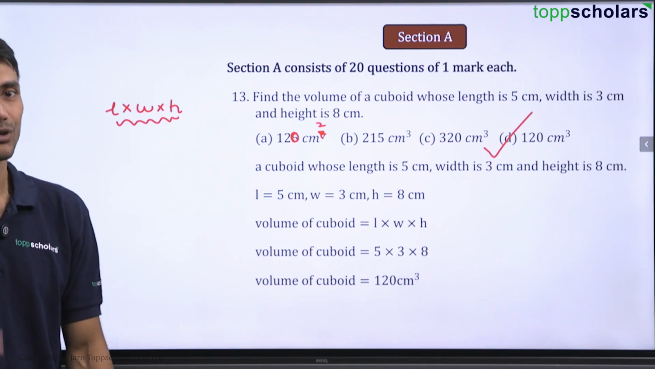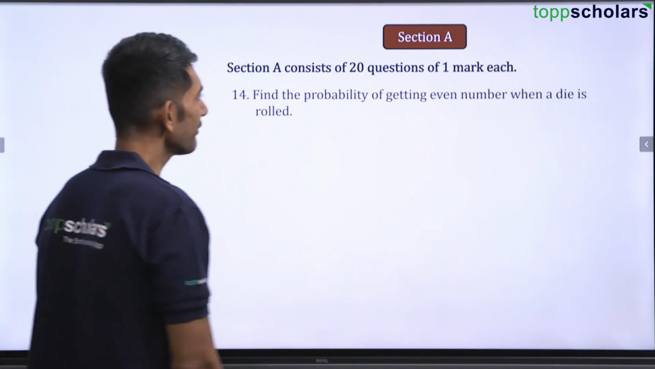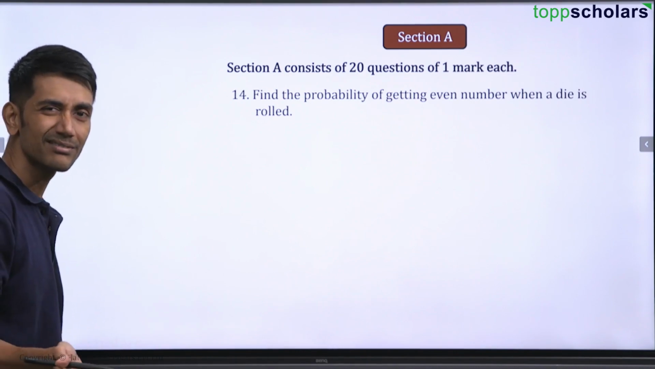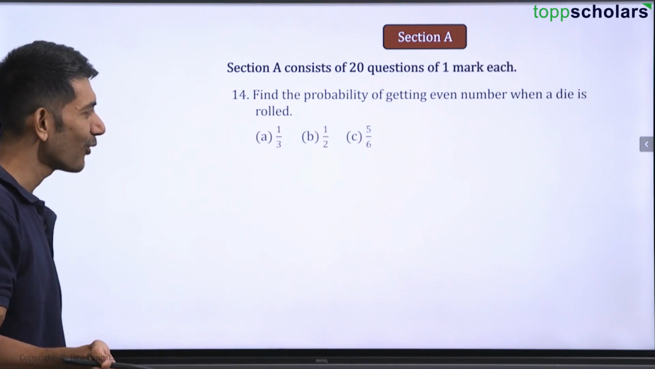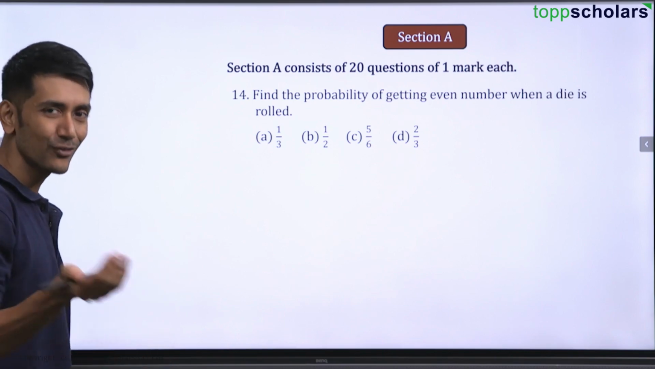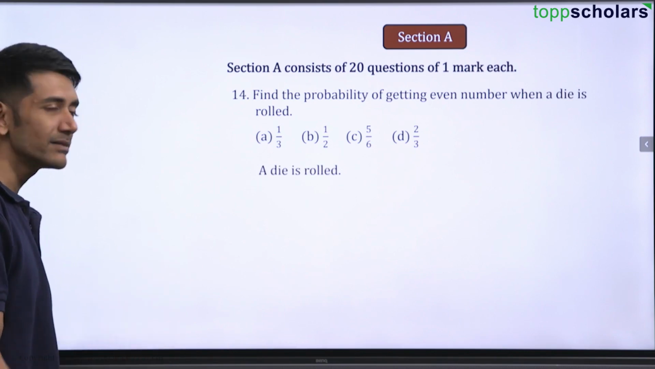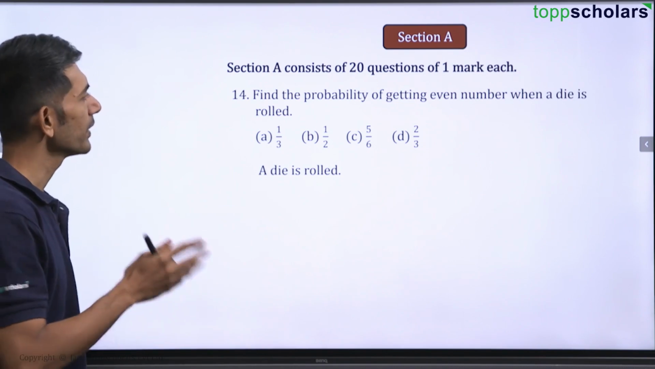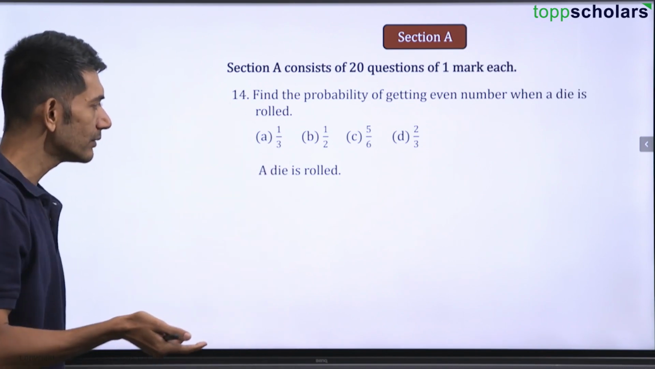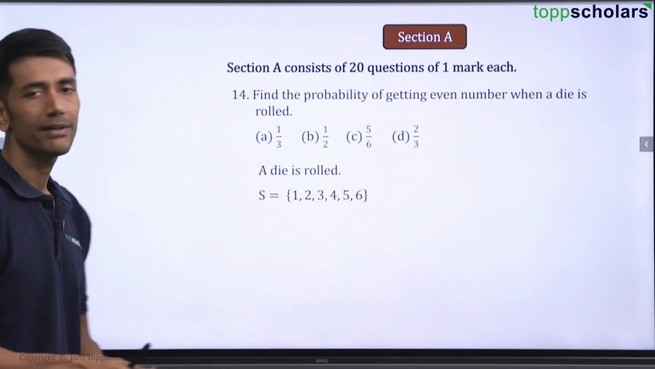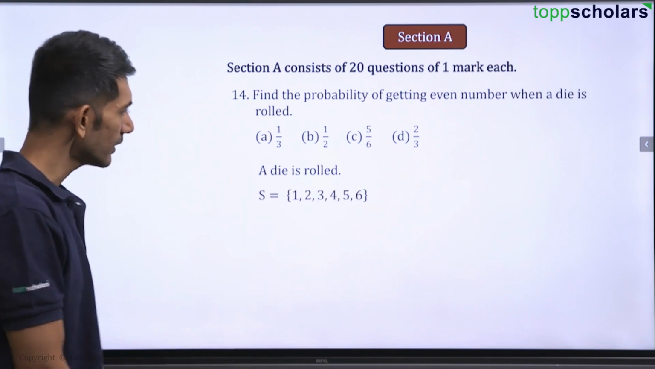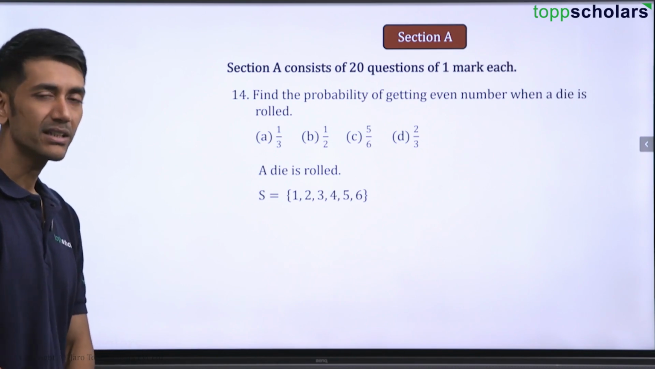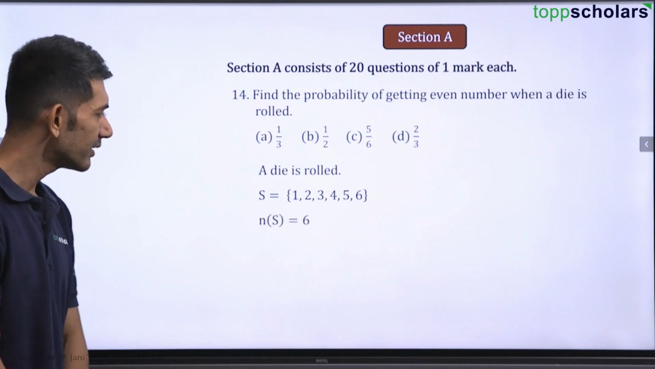So be mindful. Question number 14, it says find the probability of getting an even number when a dice is rolled. Now do I need to explain this to you? All of you know this, right? So when a dice is rolled, what happens? A die, as in when a single one is there, we call it a die. So when a die is rolled, we have the sample space as 1, 2, 3, 4, 5, 6. So the total number of possibilities, that is n of S, is 6.